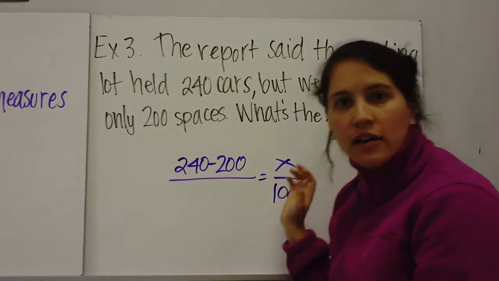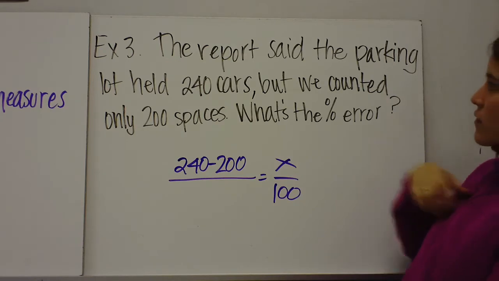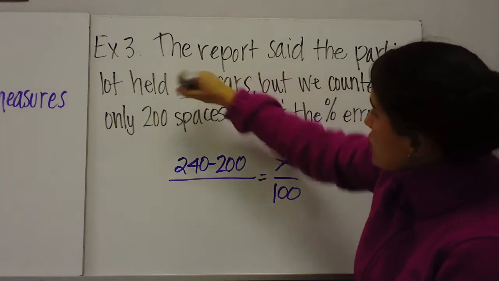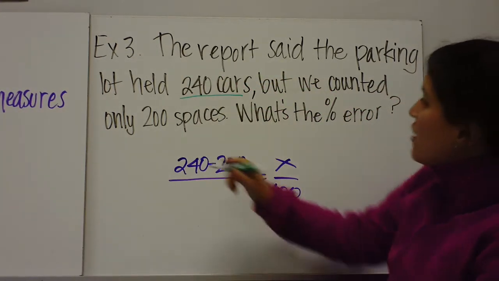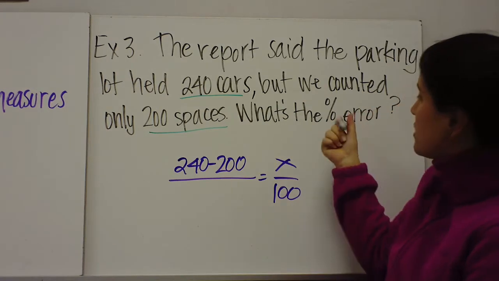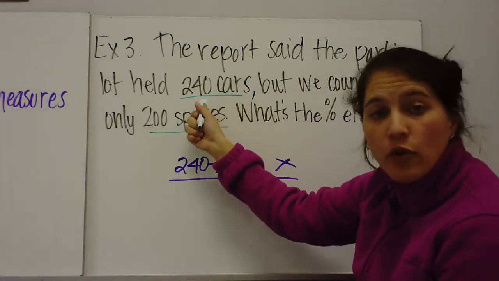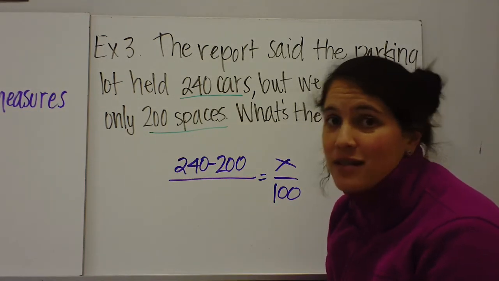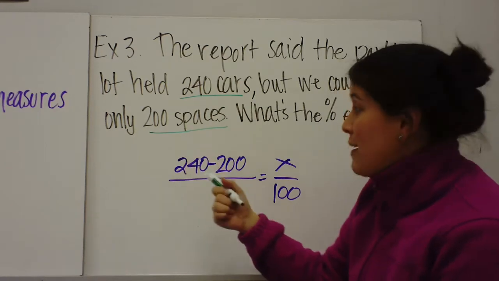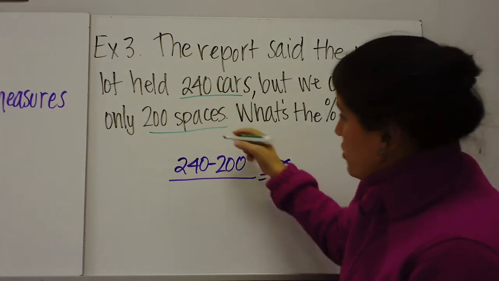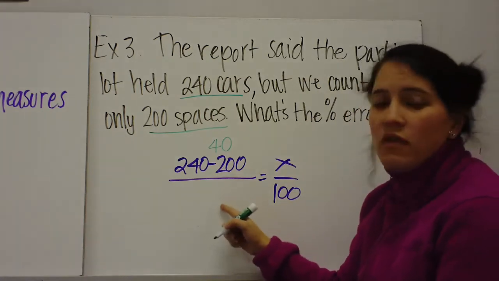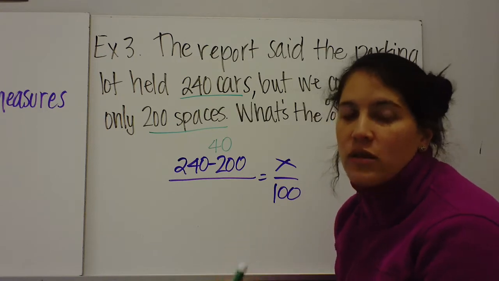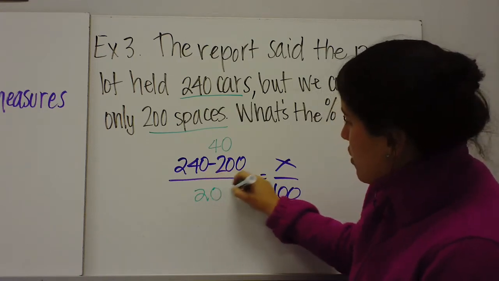All right, so example 3, copy it down. The report said the parking lot held 240 cars, but we counted only 200 spaces. What's the percent error? So the report said 240 parking spots, but we only counted 200 spaces. I don't know who's going to go outside and count 200 spaces, but somebody went outside and counted 200 spaces. So we subtract 240 minus 200, and we get 40. And then what was the actual, what was the exact? How many parking spots did we physically count?